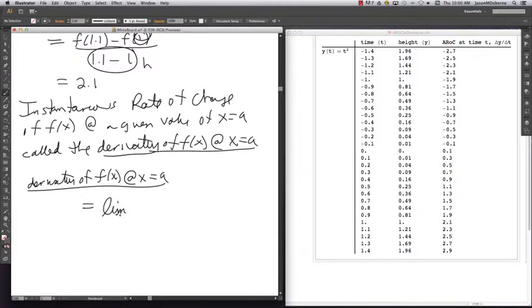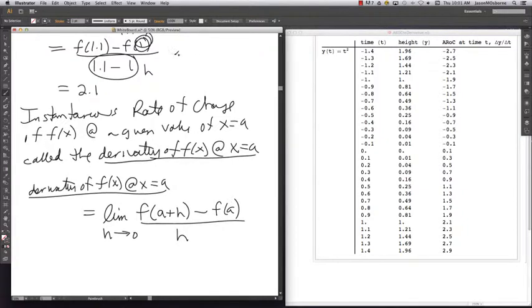It's called the limit as h goes to 0 of the function evaluated at a plus h minus the function evaluated at a, divided by h. So if you compare to the example above, we can see that this is of the form f of 1 plus 0.1 minus the function evaluated at 1, divided by 0.1. 0.1 is our h. The 1 is the a value. Here's your h value again, and 1 is your a value.